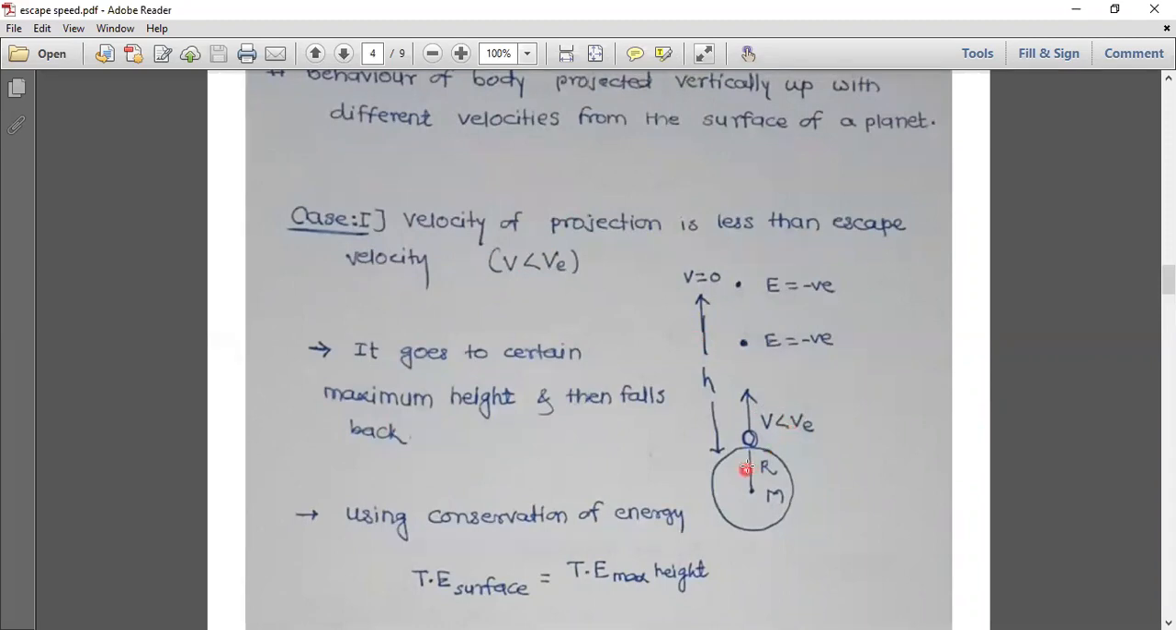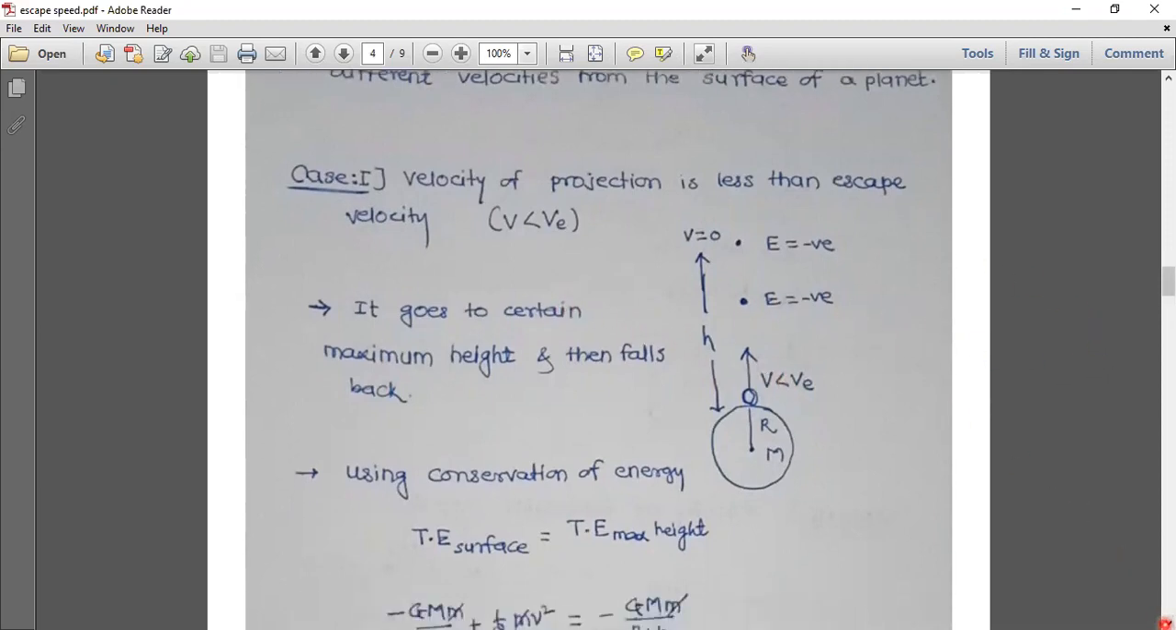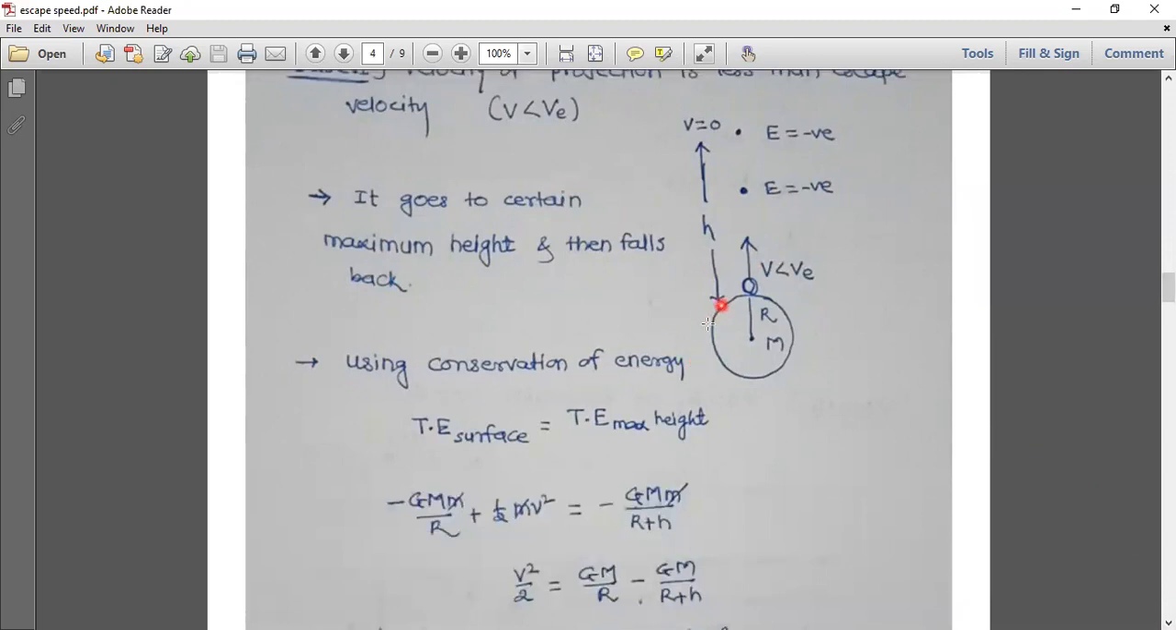So see here, this total energy is going to be negative in this first case, and your satellite will go to a certain height and then fall back when velocity is less than escape velocity. So how? Let's prove it. Now, using conservation of energy, total energy is always constant everywhere.